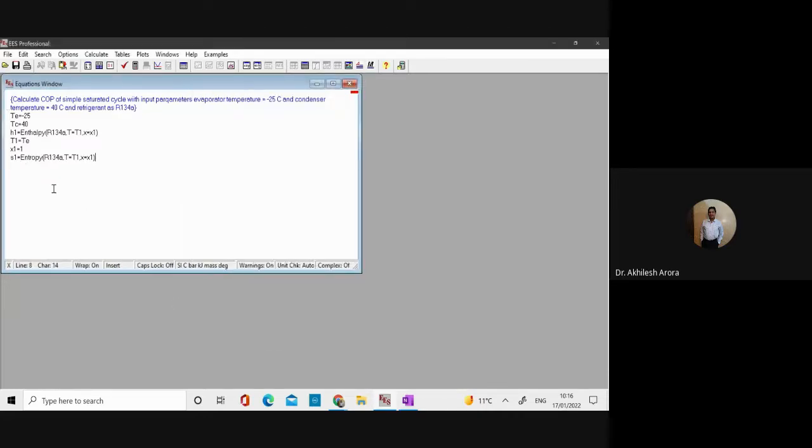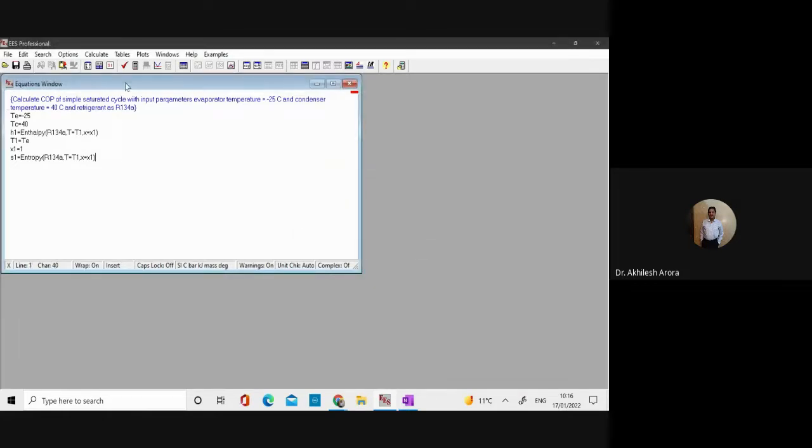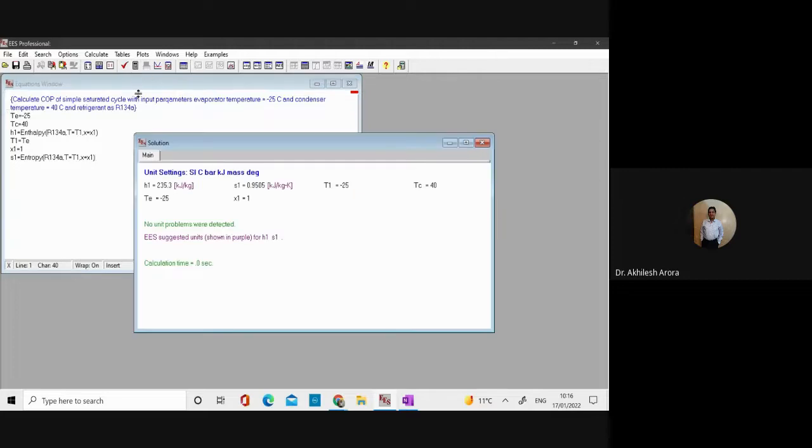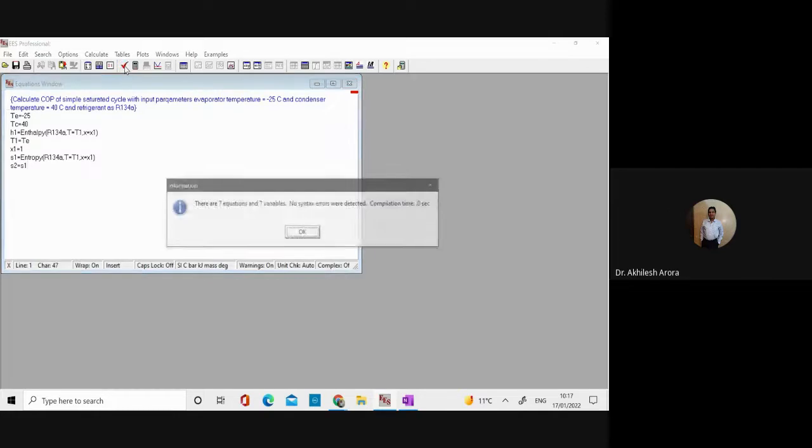So this is now S1, which is equal to entropy R134A, T is equal to T1, X is equal to X1. So first of all, you see here 6 equations, 6 variables. Okay. And then I can solve it. I get the value of entropy also along with other properties which we have already calculated. So what should be my next equation? I should write S2 equal to S1. Okay. So I can once again go to tick mark, see 7 equations, 7 variables, no syntax errors.